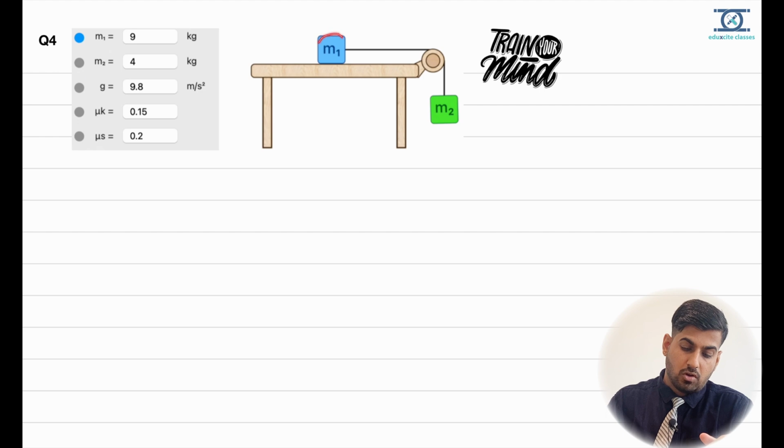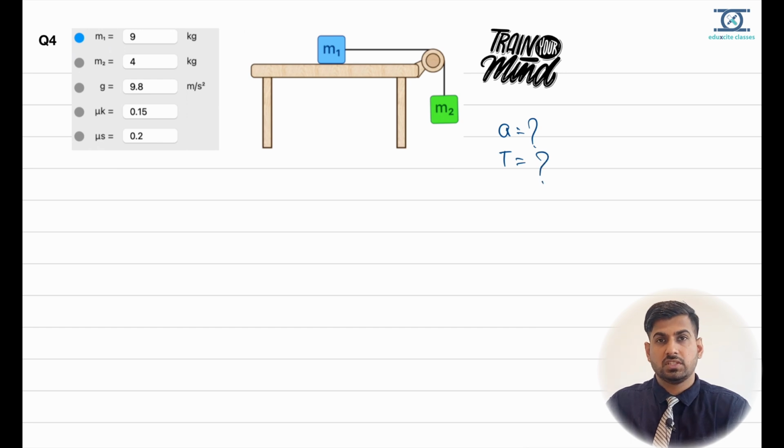A block of mass m1 whose value is 9 kg is lying on a table, over a pulley with a thread tied, and the other end has a mass m2 of 4 kg. You have to use g as 9.8. The kinetic coefficient of friction is 0.15 and the static friction is 0.2. What you are supposed to find out in all these problems is the acceleration of each block and the tension in the rope. These two things you have to find out.